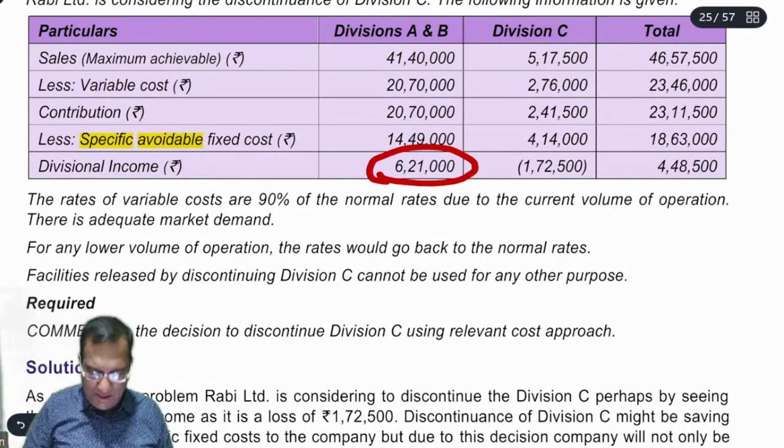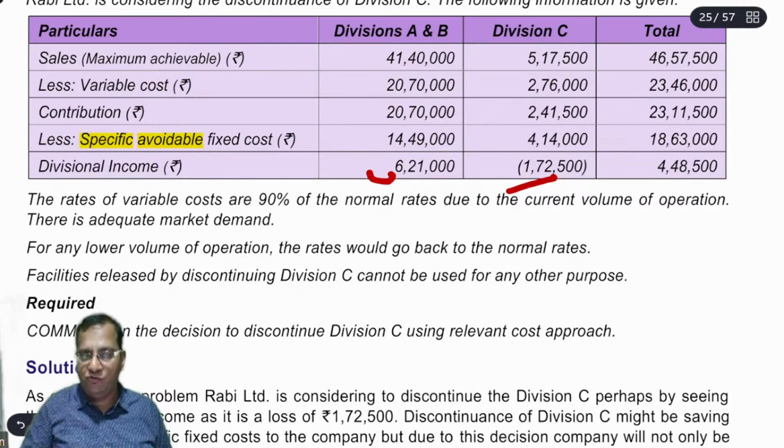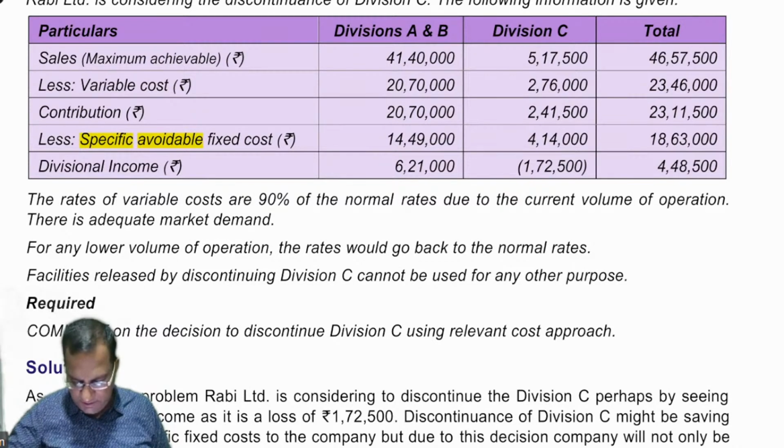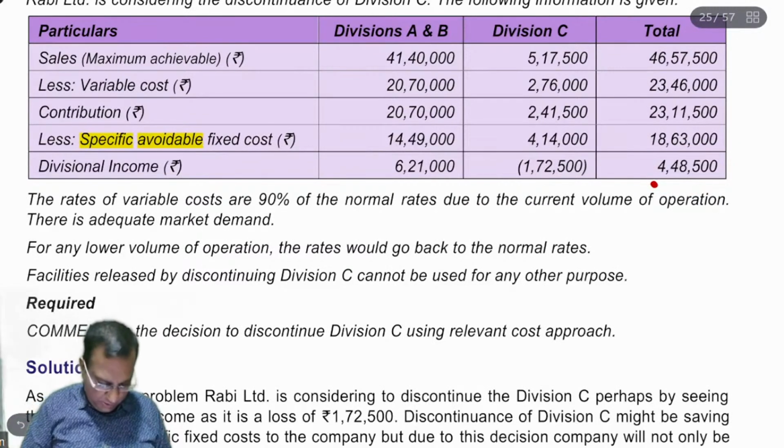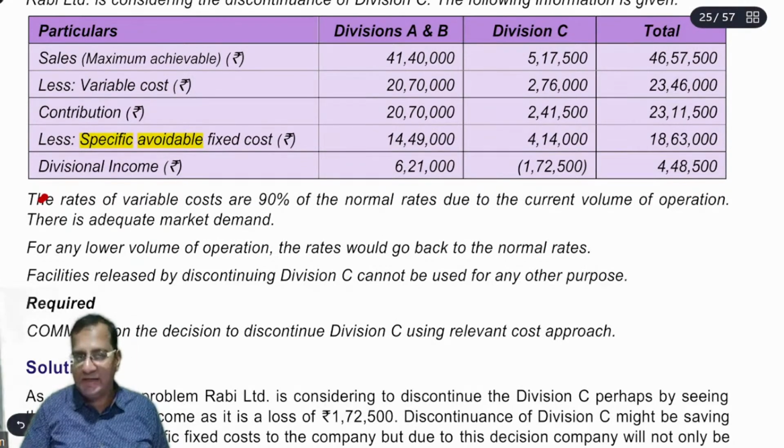Department A and B are earning a total profit of 6,21,000, while Department C is incurring a loss of 1,72,500. So the total profit of the organization is 4,48,500. This line is very important and requires some interpretation. Then only you can provide the correct answer.